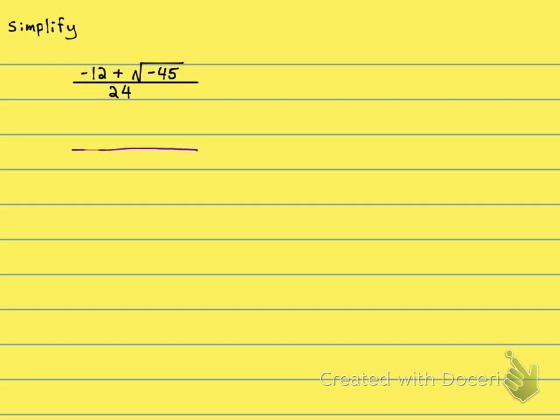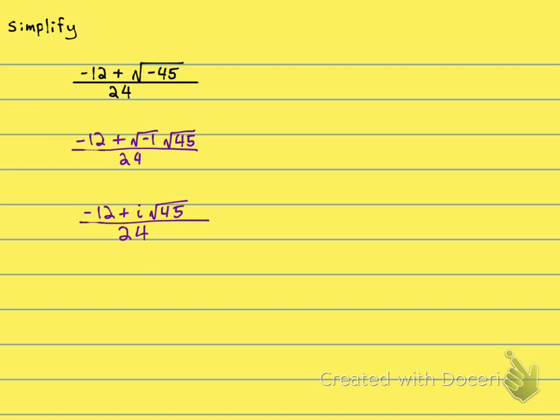So let's rewrite it. I have negative 12 plus the square root of negative 45. I'm going to rewrite that as the square root of negative 1 times the square root of 45. Okay, drop down the 24. And the reason I did that is because the square root of negative 1 is the imaginary unit, and I just rewrite it as i. So I have negative 12 plus i square root of 45 over 24.